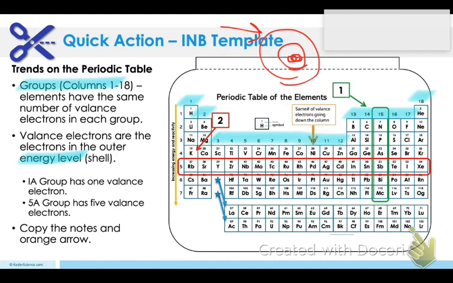Group 1A has 1 valence electron. Group 5A has 5 valence electrons. So make sure you copy that part down in your notes. Go ahead and pause here if you are still writing.